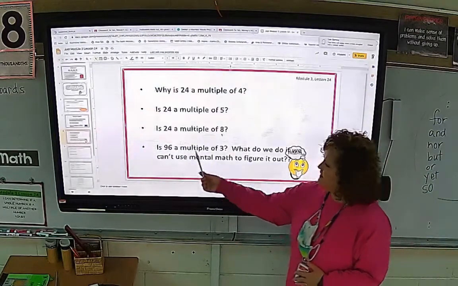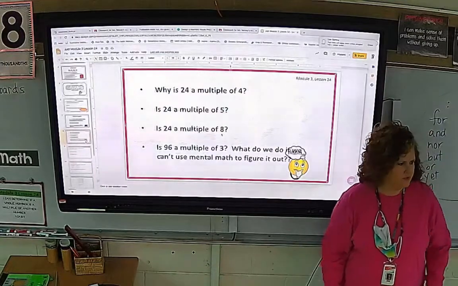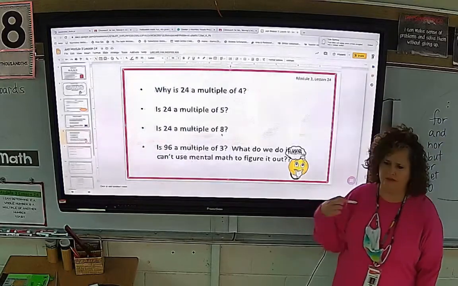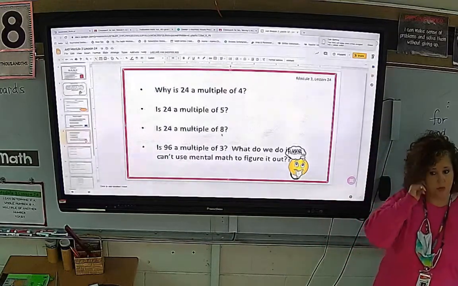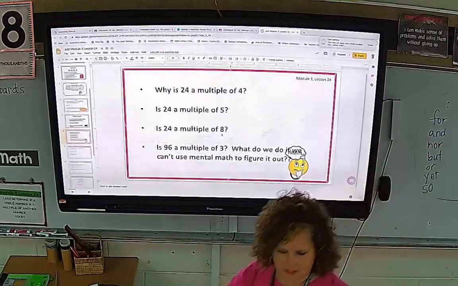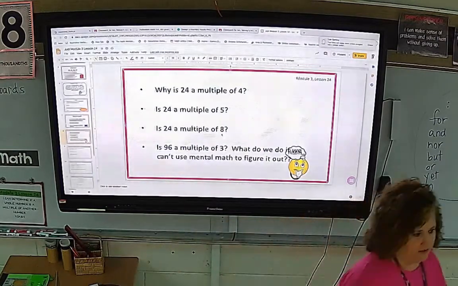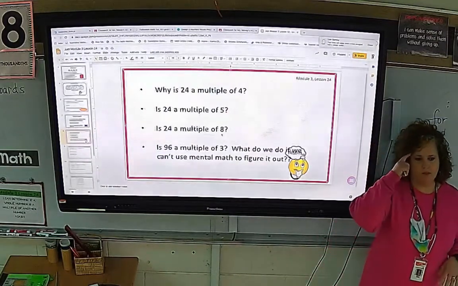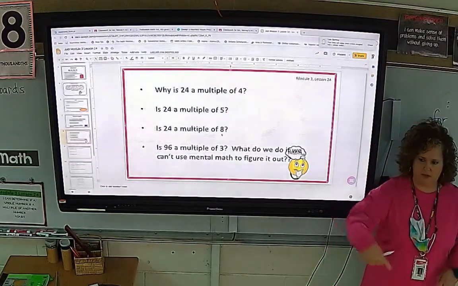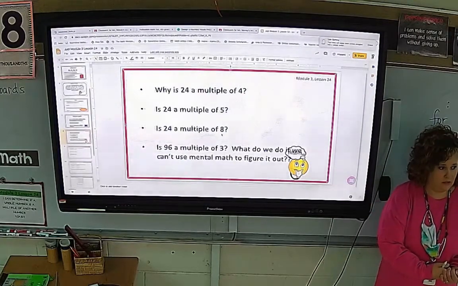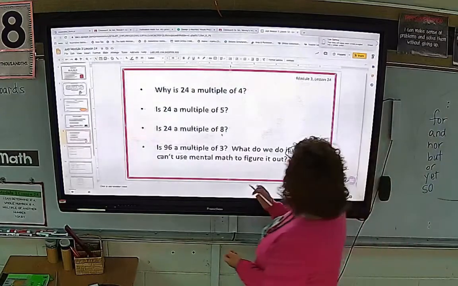All right, is 96 a multiple of 3? Woo, we're getting large now, Miss Wendy. Okay, what do we do if we can't use mental math to figure it out? Okay, this is important because this is going to help you on your problem set and on down the road, not just today. If you are given two numbers like that and it says is 96 a multiple of 3, and you're like, whoa, what is the mental math? What is the math problem that you would write down on your board to figure that out? Yeah. 96 divided by 3. Yeah, division is what's going to help you.